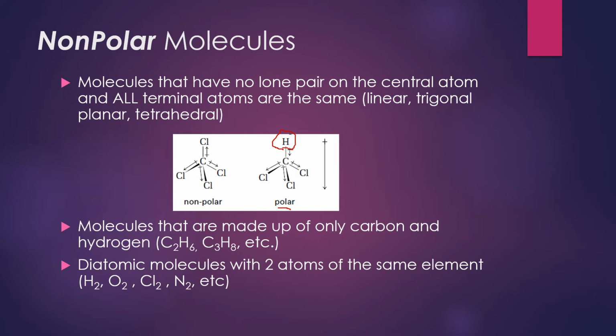Last but not least, diatomic molecules with two atoms of the same element. So if you have a hydrogen and hydrogen attached to each other, their electronegativities cancel each other out, so it's going to be nonpolar. Same goes with any of the other diatomics. There are actually 7 elements on the periodic table that exist as diatomics in nature: hydrogen, oxygen, chlorine, nitrogen, and the rest of the halogens as well.